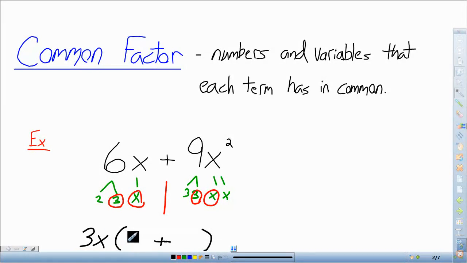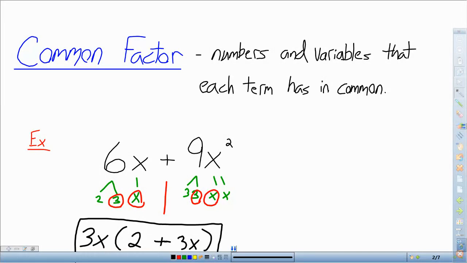Well, it looks like we're left with a 2. And if we take a 3x out of a 9x squared, what are we left with? Well, it looks like we're left with a 3x. And there it is. We factored that binomial, and this would be our answer if they asked us to factor it.